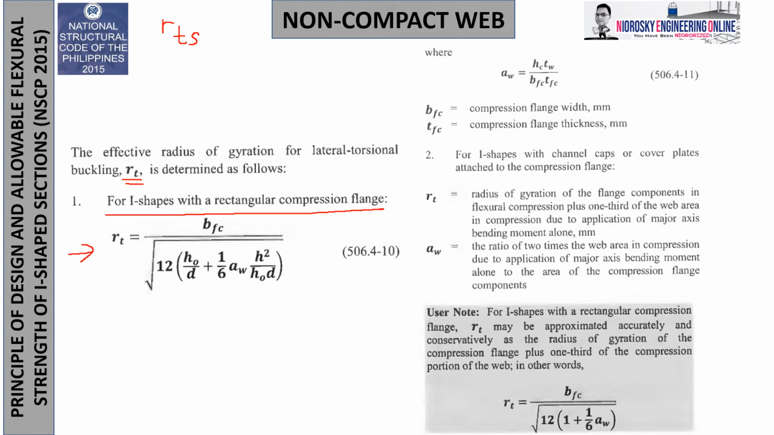At saka may user note naman, you can read this. Actually, itong code na to, ito yung ginagamit ng NSCP 2001 para ma-compute yung effective radius of gyration r_t, yung may 1/3 of the compression portion of the web. So, hindi pa rin kinakalimutan ng NSCP 2015 and AISC 360-10 yung effective radius of gyration under such condition. So, yung number 2, ganun din naman. For I-shape channel caps or cover plates, so iba na yung approach niyan.